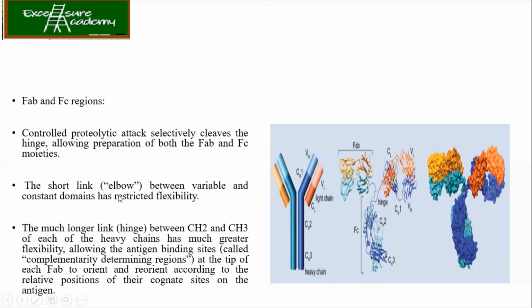Now, the short link elbow between the variable and the constant domains has restricted flexibility. So they are talking about which region? This region. Here it has restricted flexibility, whereas over here it has maximum flexibility. So the much longer link hinge between CH2 and CH3 of each heavy chain has greater flexibility. It allows antigen binding sites, which are also called complementarity determining regions.